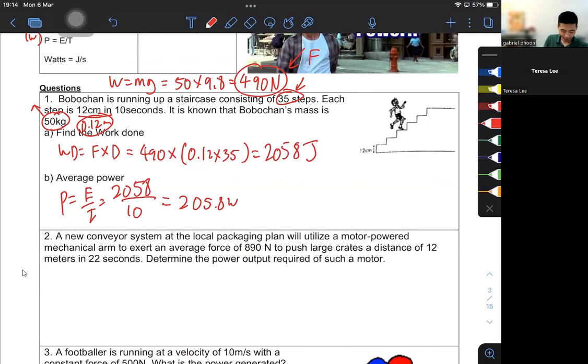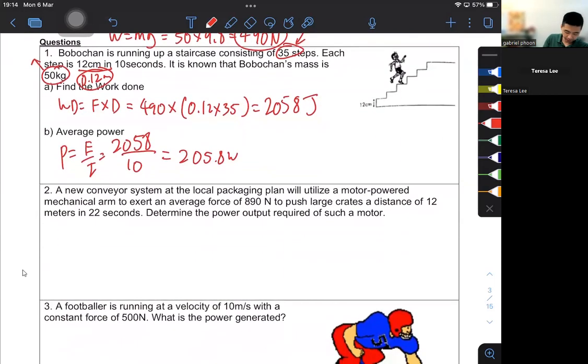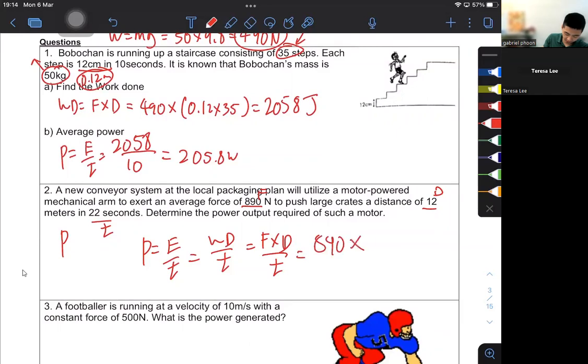Okay. All right. Then after that, this one is very easy. You're asked to find power. You have the force, you have the time, you have the distance already, right? So power is equals to energy over time. In this case here, it will be work done over time, which will be force times distance over time, which is 890 multiplied by 12 divided by 32. And you'll get 485.5 watts here.